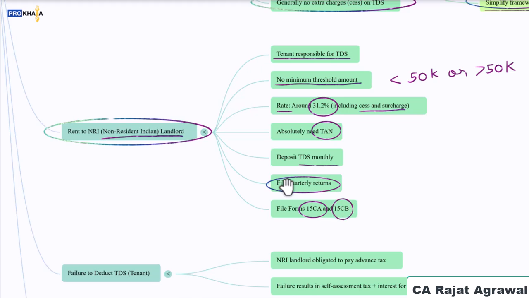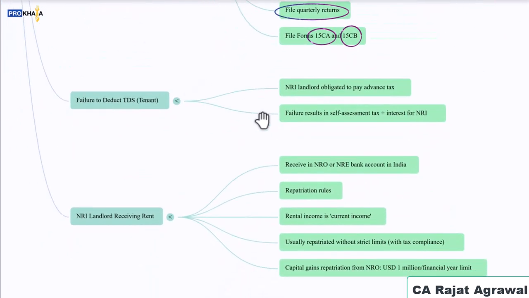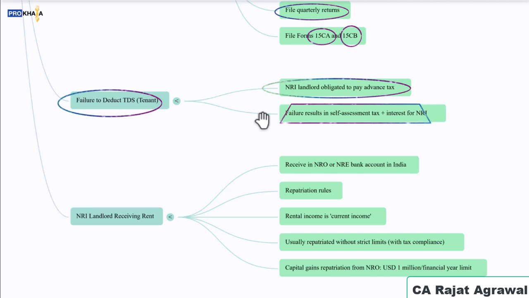Now, think about this. What happens if you, the tenant, forget or fail to deduct TDS when you should have? The responsibility of deducting is yours. If you don't, and the NRI landlord receives the full rent without TDS, then the NRI landlord is obligated to pay advance tax on that income. If they don't, they might have to pay self-assessment tax along with interest when filing their tax return. This is something most people get wrong.